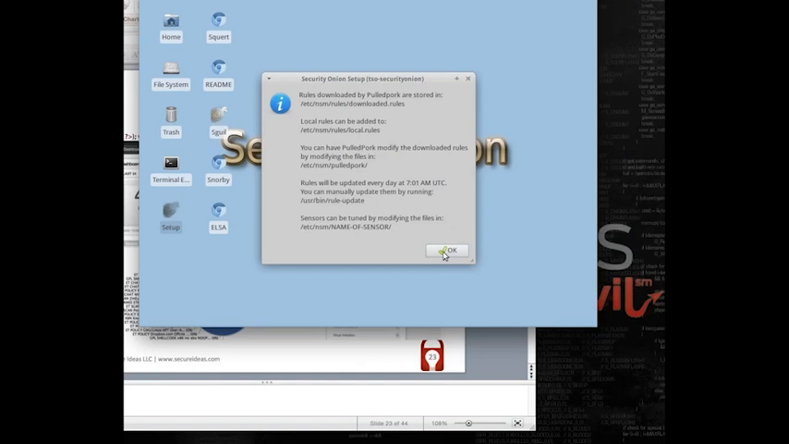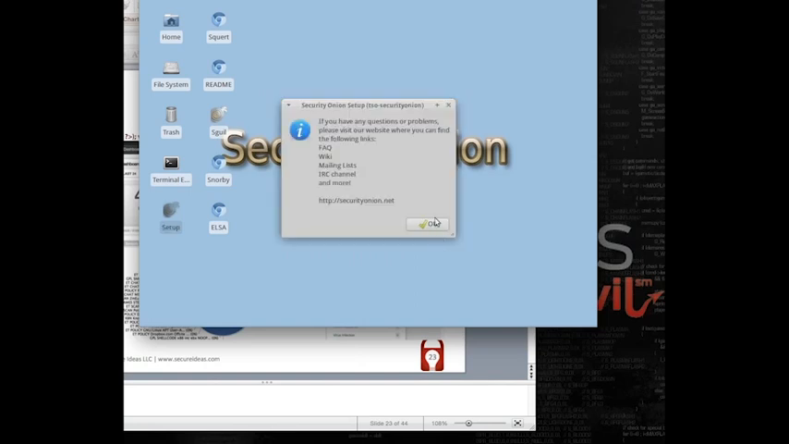Okay, some information about where the rules are, where our data files are. That's fabulous. We'll take a look at that here in a moment.